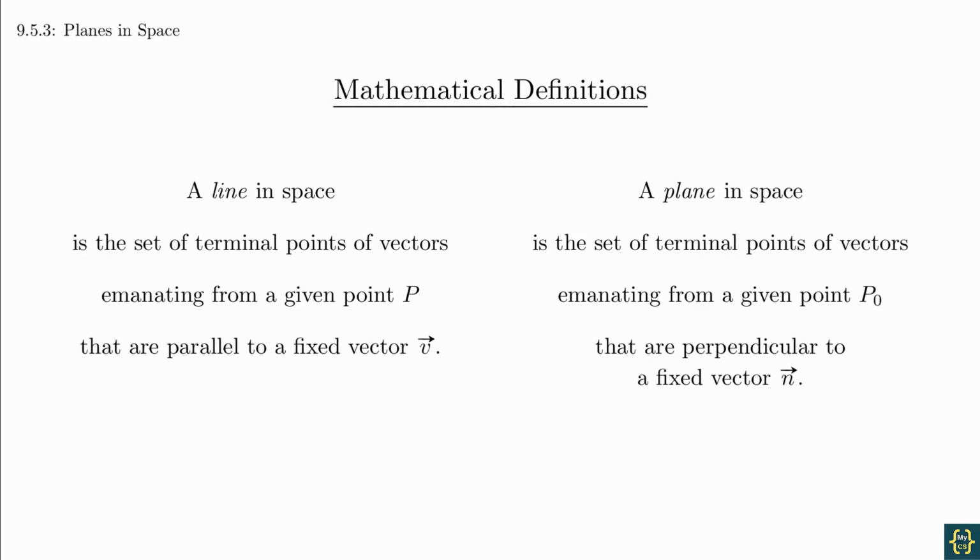A line in space is the set of terminal points of vectors emanating from a given point P that are parallel to a fixed vector V. A plane in space is the set of terminal points of vectors emanating from a given point P0 that are perpendicular to a fixed vector n.